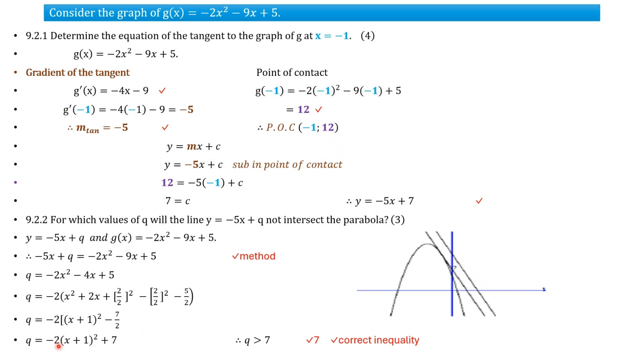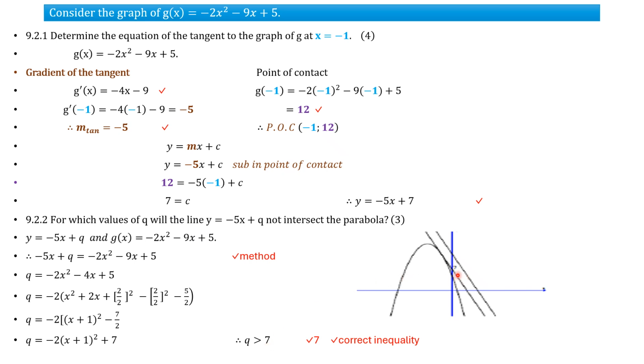Then from there, if I multiply the negative 2 back in, minus 2 times the bracket would become minus 2(x plus 1) squared, and minus 2 times negative would give me positive, but the 2 and 2 would cancel, and I'm left with 7. Therefore q, which equals 7 at that point, must be greater than 7.